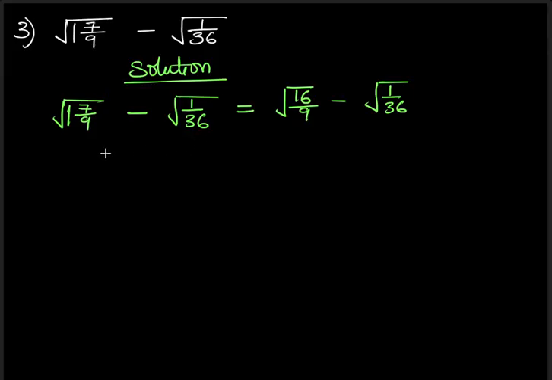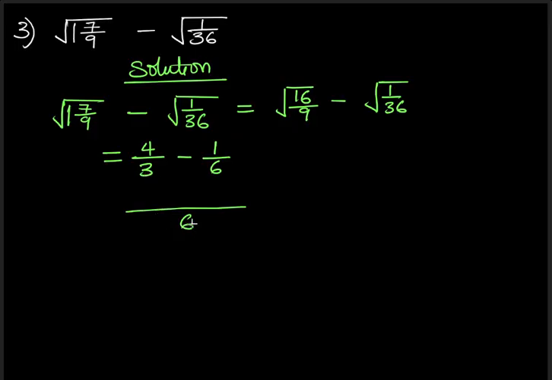And then finding the square root means we can now take out the square root signs. So square root of 16 will be 4 all over square root of 9, that will give us 3, minus square root of 1, that will give us 1, all over square root of 36, that will give us 6. So this is a fraction. Remember, when we add and subtract fractions, we need to get the LCM of the denominators. So the LCM of 3 and 6 will give us 6.